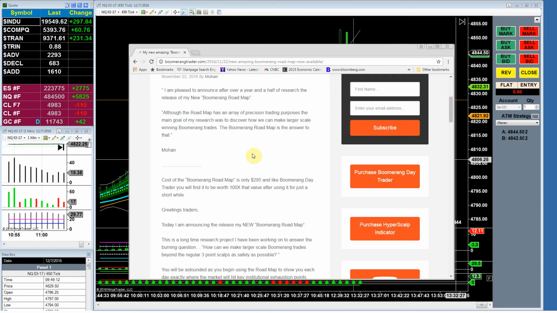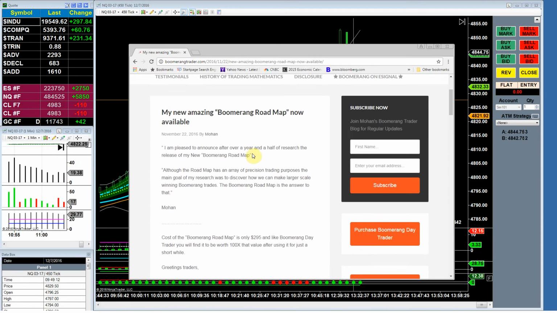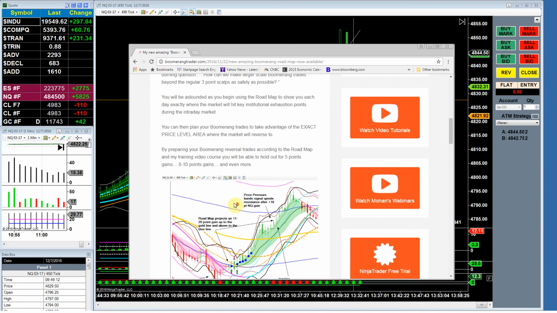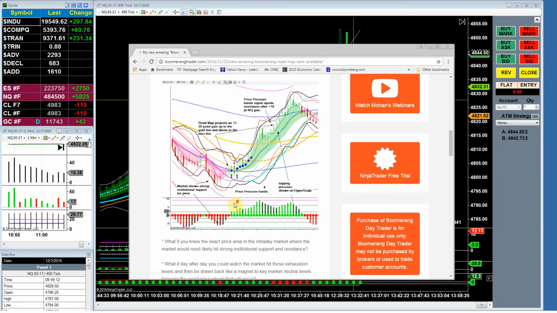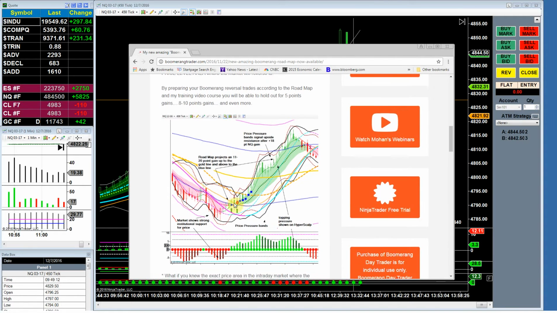Okay, again, talking about the Boomerang Road Map here, and absolutely wonderful. We're getting some nice comments on the road map about the results that they're getting already from it. Here's a piece that I put out on the blog. It shows a chart here and everything.